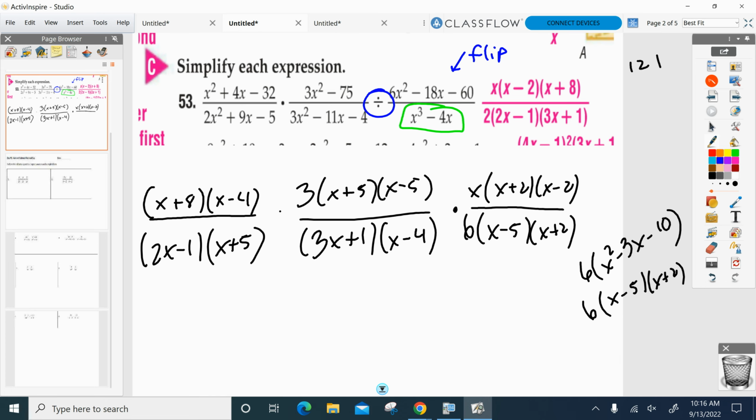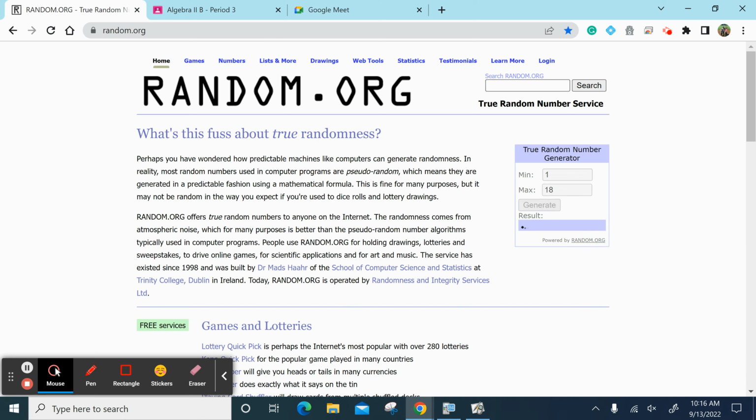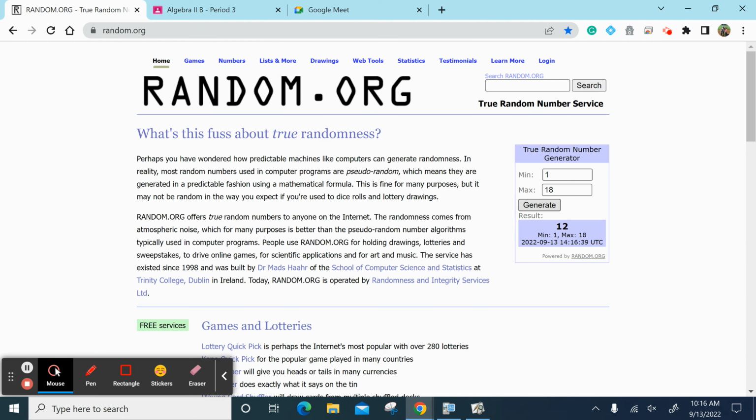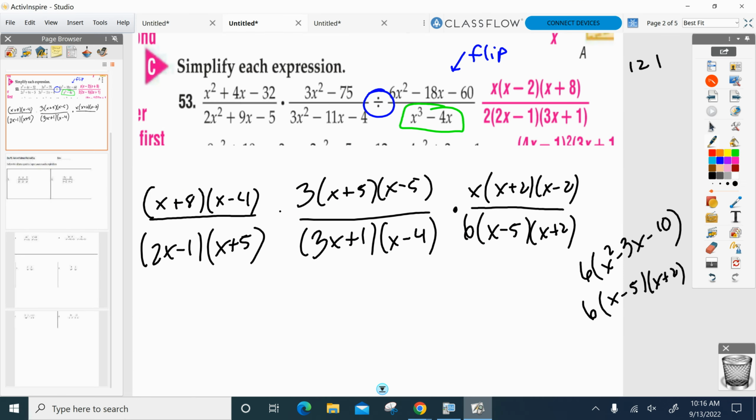All right, one person only. Cross out as much as you can. Let me know. You got a 10 or no? No 10 today? Okay. Cross out as much as we can. X minus 4. Got it. Next. X plus 2. Got it. Next. X minus 5. Got it. X plus 5.